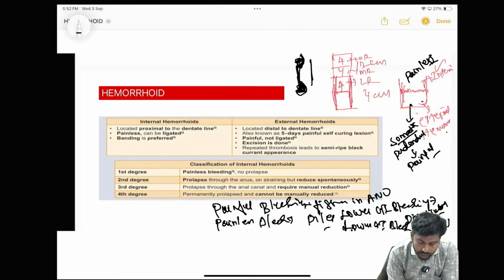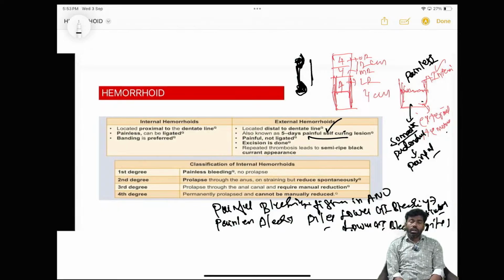The difference between internal hemorrhoids and external hemorrhoids: external hemorrhoids are distal to the dentate line, which is supplied by the somatic pudendal nerve, so it's painful. The external hemorrhoids are otherwise called the 5-day painful self-limiting lesion.